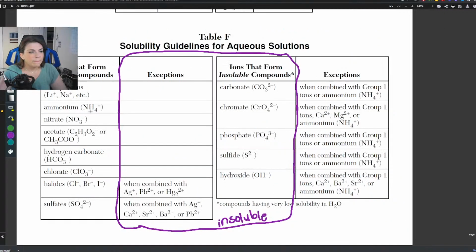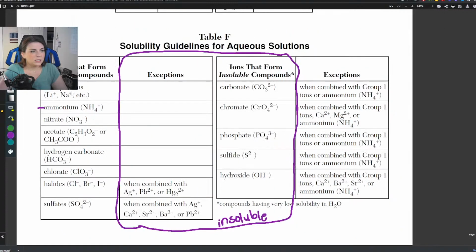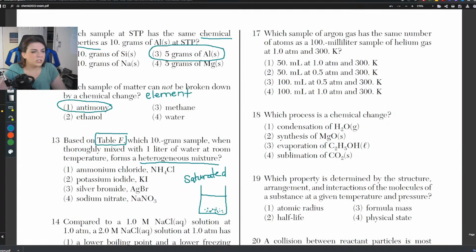So we were looking at ammonium chloride, NH4Cl. Ammonium is right here, and it loves to dissolve no matter what it's bonded to. That's why the exceptions are blank. So ammonium is going to dissolve. It'll basically never give you a heterogeneous solution. Potassium iodide, KI, is a group 1 ion. Potassium, K, is in group 1. It dissolves all the time with no exceptions. So that wouldn't give us a heterogeneous solution.